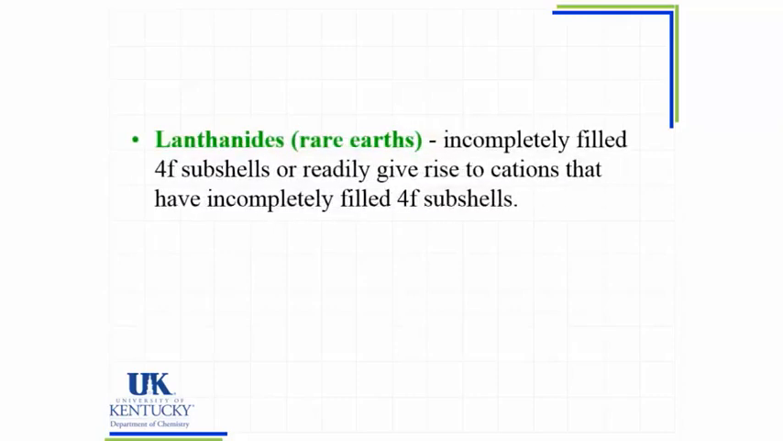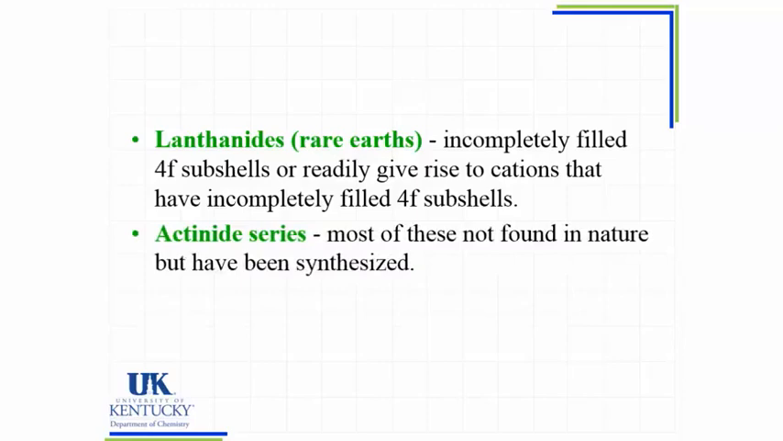Now, we shouldn't leave this lesson without defining what a lanthanide is. A lanthanide has incompletely filled 4f subshells or readily gives rise to cations that have incompletely filled 4f subshells. And your actinides, well, they would have incompletely filled 5f's, but they are not found in nature. You'd never have to do an electron configuration of those.